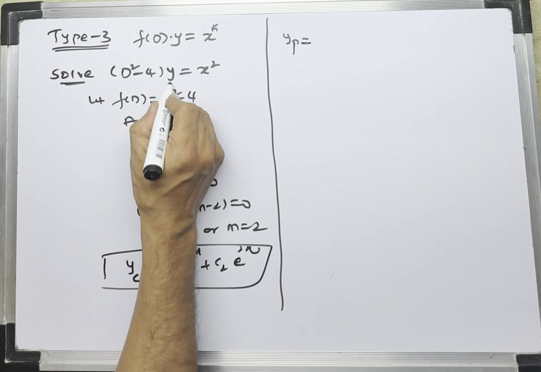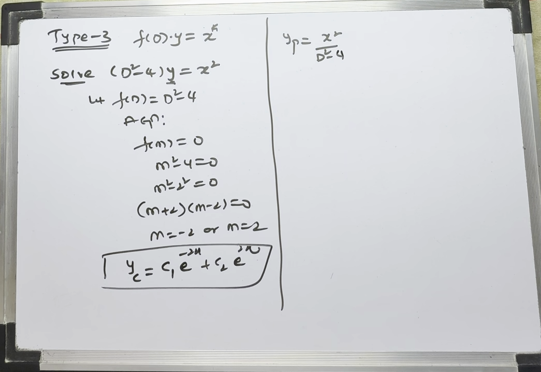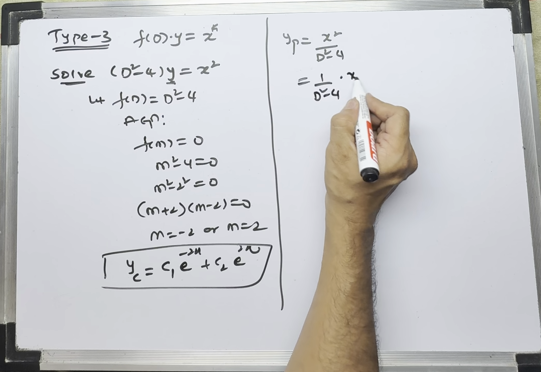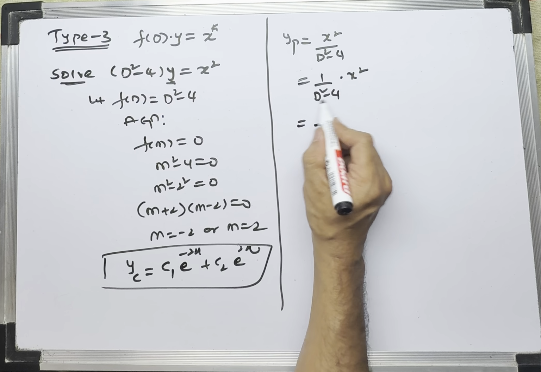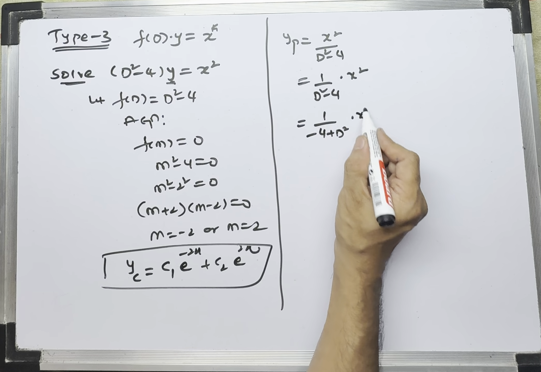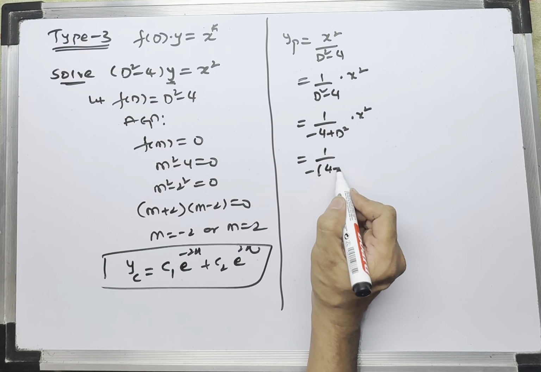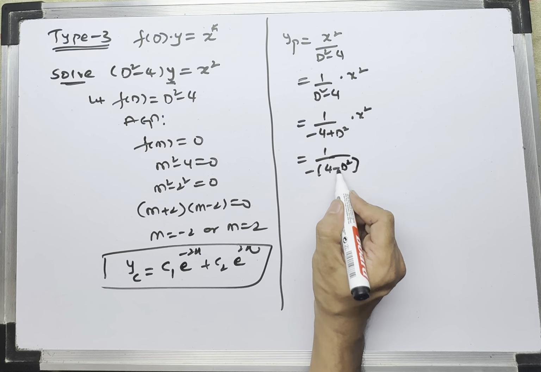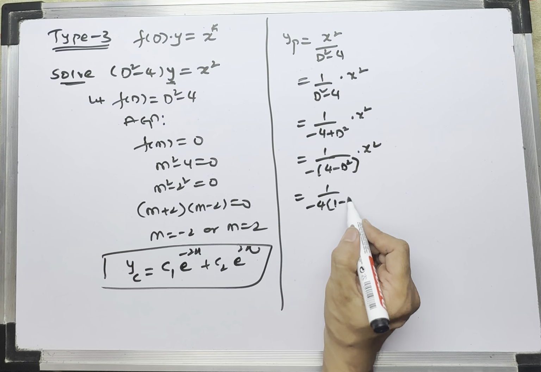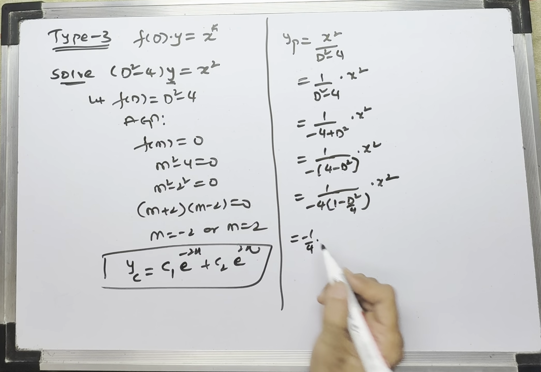Suppose this is yp, so this goes to the denominator: x square divided by D square minus 4. Now we can write this as 1 by D square minus 4 into x square. What we have to do is first write this by taking the constant as the first term: minus 4 plus D square into x square. Then take minus common, actually minus 4 common. If you directly take minus 4 common, you may not take this minus sign. That's the reason: first take minus common, then take 4 common. 1 minus D square by 4 into x square. This is minus 1 by 4.